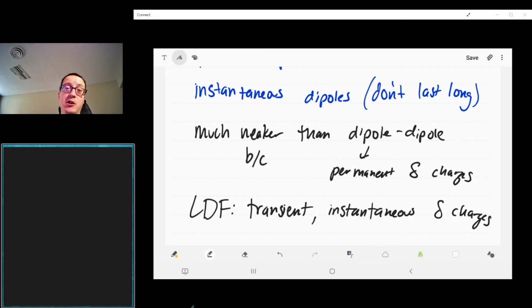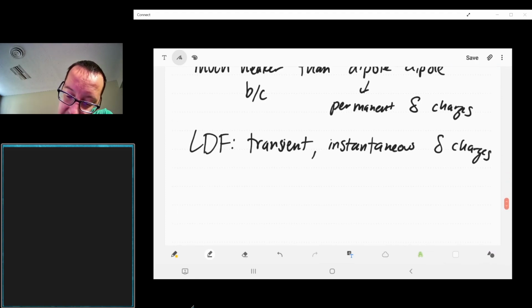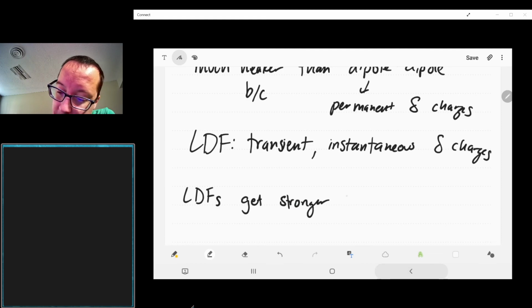So permanent charges are going to be better. Of course, you can have stronger attractions if they're permanently partially charged than something that just has an instantaneous charge that's going to go away in a little bit. However, we do see that everything can do this because everything has electrons. So we're going to see that these London dispersion forces get stronger the more electrons you have.